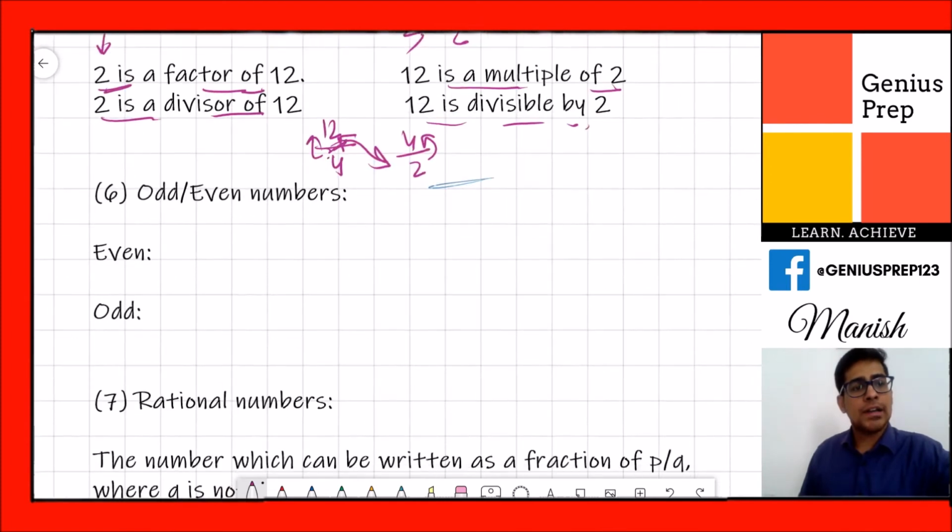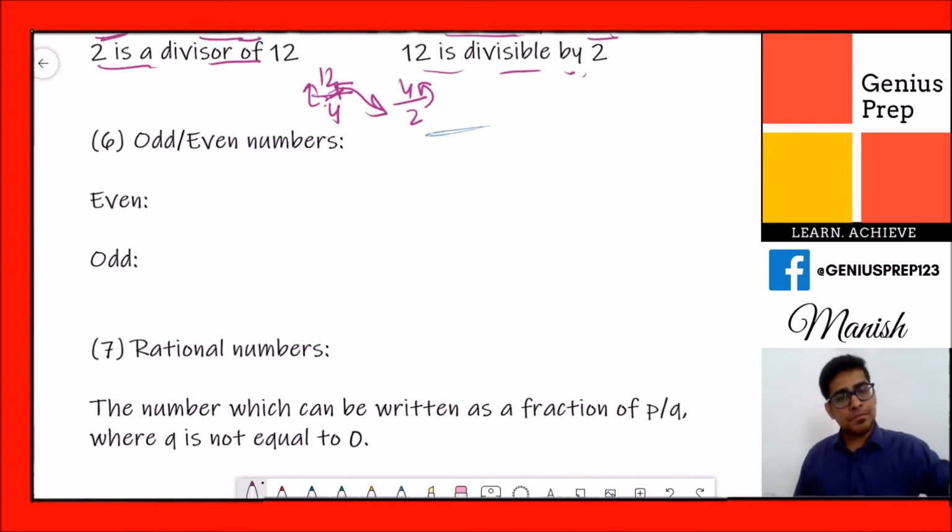Now next is odd and even numbers. What are odd and even numbers? You already know about odd and even, so I will not discuss much about this, but let's discuss what odd and even numbers are. All the numbers which can be divided by 2 are called even numbers.